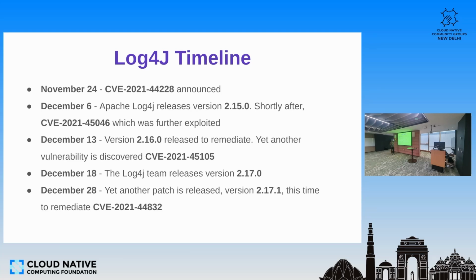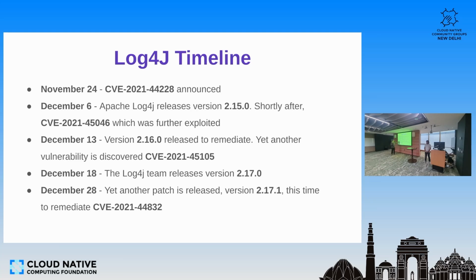But on December 6, they find that whatever patch they created was incomplete. They still have loopholes left. So that was December 6th. They have 2.15 out there, and it's still vulnerable. December 13th, they create 2.16, and it's still vulnerable. They don't know if they have fixed everything or not. So from November 24 to December 13, your application is still vulnerable, and there's no patch available in the public to fix your application.